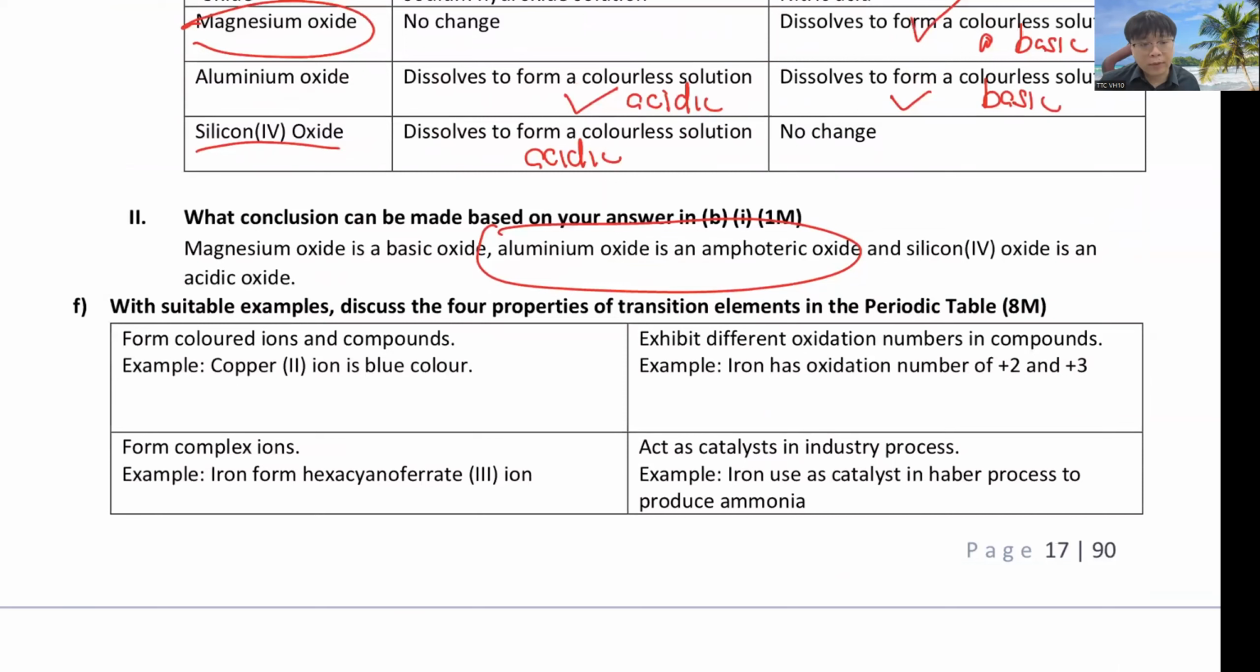Okay, now give one example of a transition element. It forms colored ions. For example, copper(II) is blue in color. You also have different oxidation numbers, like iron has Fe2 plus and Fe3 plus. For complex ion, you can give an example: iron forms the hexacyanoferrate(III) ion. And as catalyst, you can write iron is used as a catalyst in the Haber process to produce ammonia.